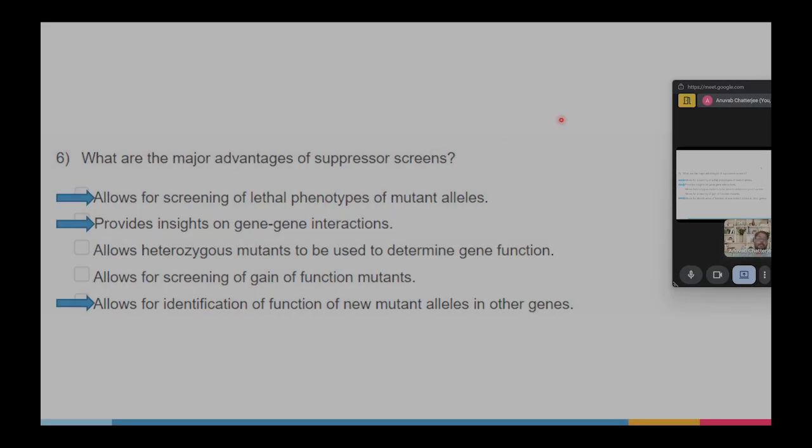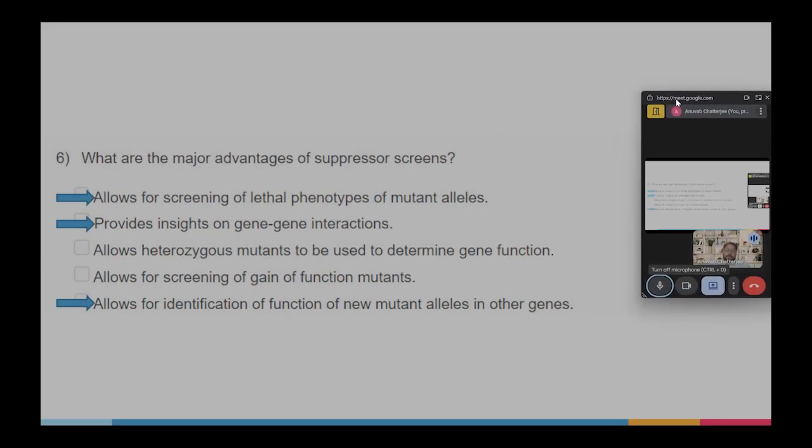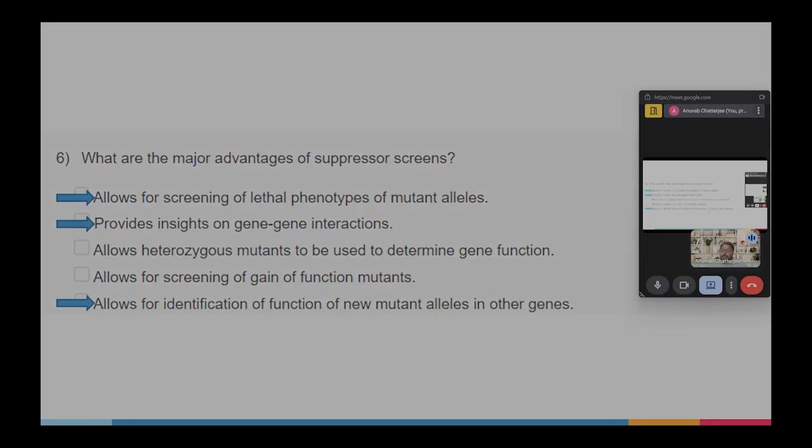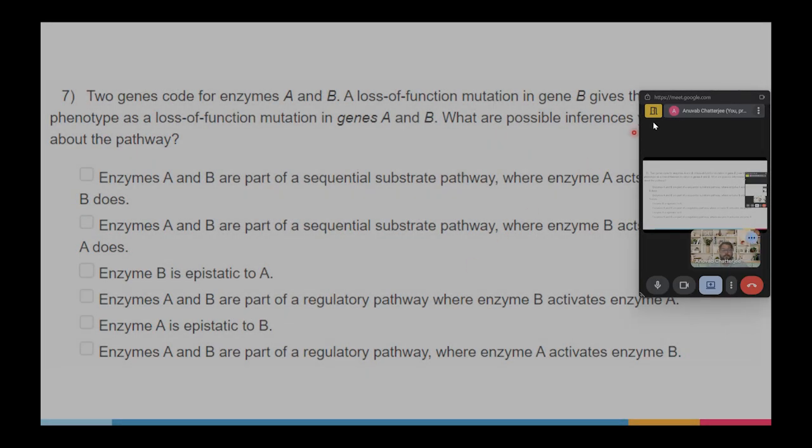So what are the major advantages of suppressor screens? They allow for screening of lethal phenotypes of mutant alleles, provide insights on gene-gene interactions, and allow for identification of function of new mutant alleles in other genes. Okay, moving on.